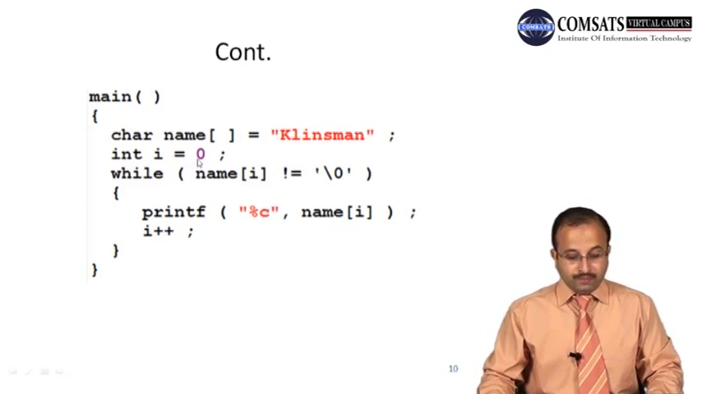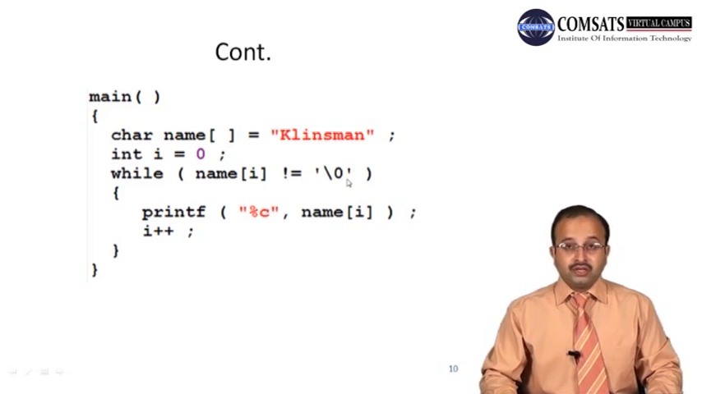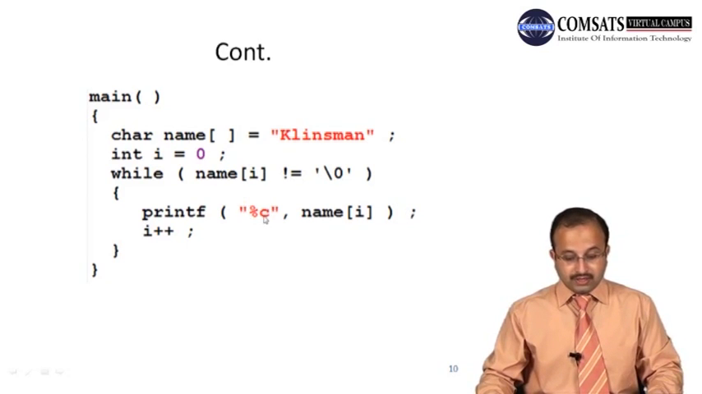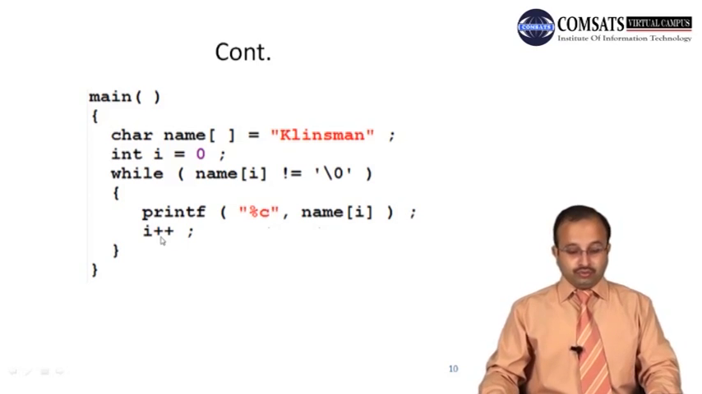So here the value of I is 0. First it will check in the while, name of 0, that is k, is not equal to null character. The condition is true. K is not equal to null character, so it comes inside and displays k, and then I++, and then it checks name of 1. So name of 1 is L, which is not equal to null character, and the condition is again true. It comes inside the loop and prints name 1 as a character. So the character in name 1, that is L, will be printed, and then the value of I is incremented. The value of I becomes 2.